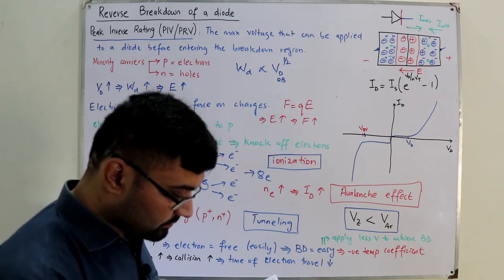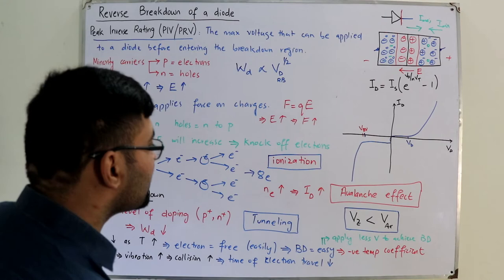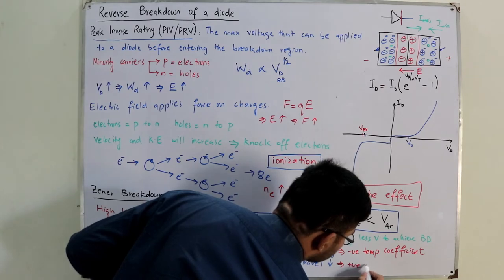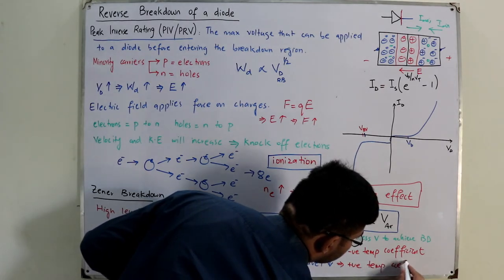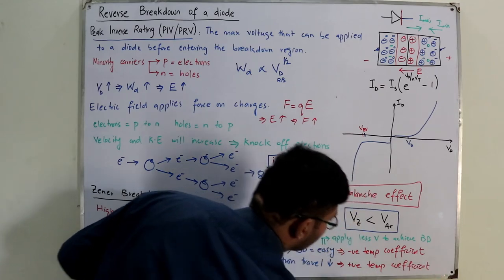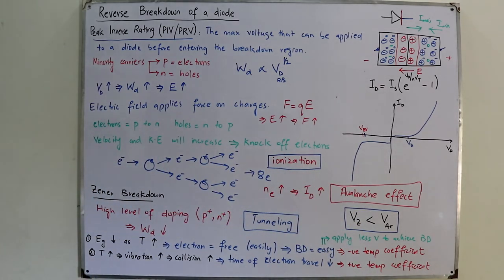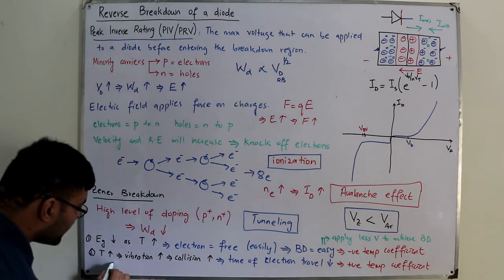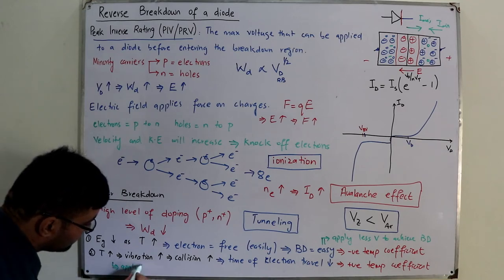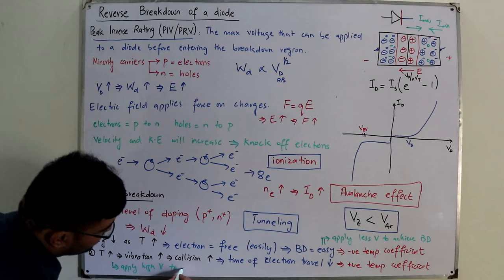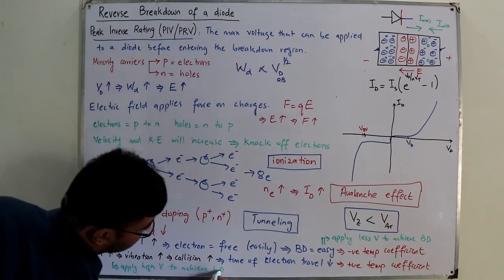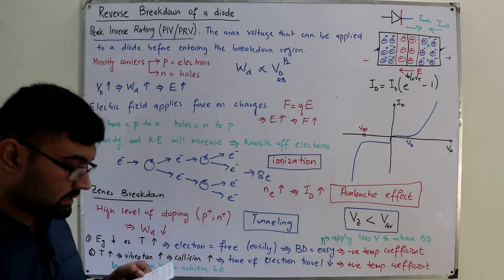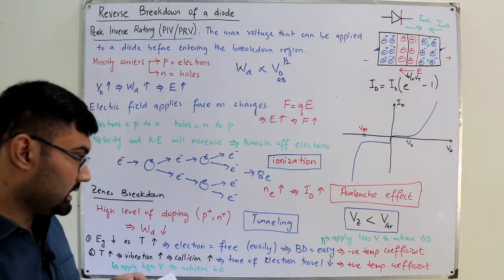So which means what? This is called a positive temperature coefficient. This one is called a positive temperature coefficient. What do you have to do? You have to apply a higher voltage to achieve breakdown. You have to apply a higher voltage to achieve the breakdown. This is the case of the avalanche breakdown.